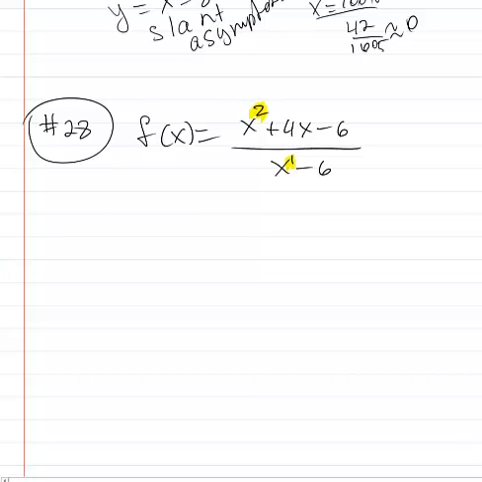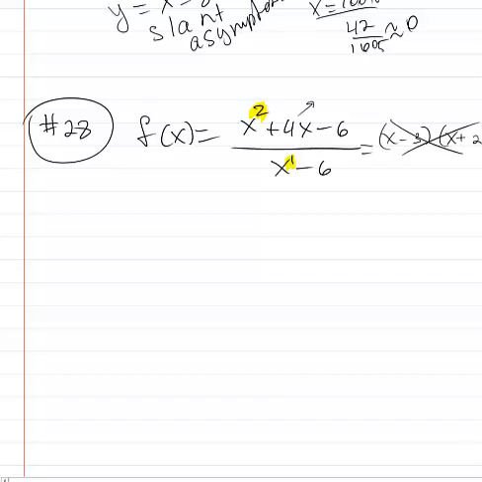Okay, now if I look at that, if I try to factor this, I don't think I'm going to be very successful, because I can try 3 and 2. One of them has to be minus, the other one plus. That's not going to give me the middle term. You can try minus 6 and 1. That also doesn't give you anything. So it's not really factorable.